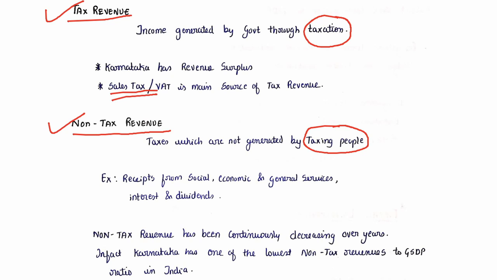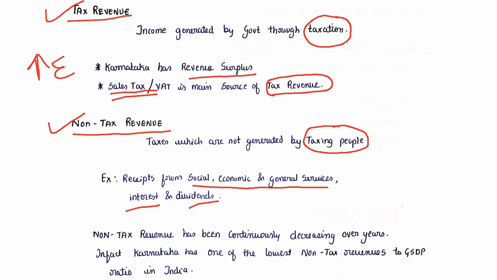The sales tax or VAT is the main source of tax revenue for Karnataka, and Karnataka has a revenue surplus. That is, the revenue is more than the expenditure. And coming to non-tax revenue, they are the revenues which are not generated by taxing people. For example, receipts from social, economic, and general services, interests, dividends, they are the examples for non-tax revenues.